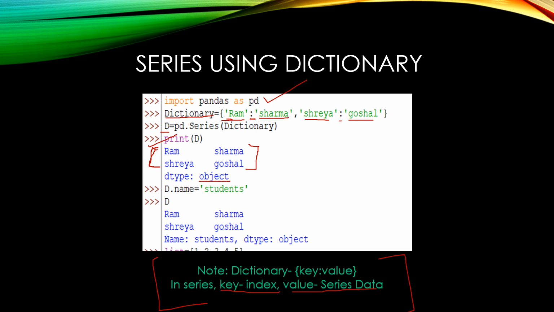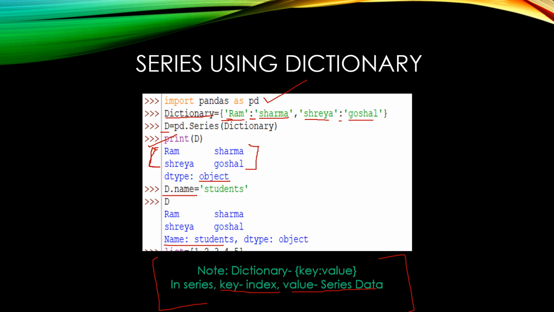We can give this series a name using D, that is the series object, dot name. D dot name equals to students in quotes. And as we get D printed again, at the end of this series, the name colon students is printed as well.